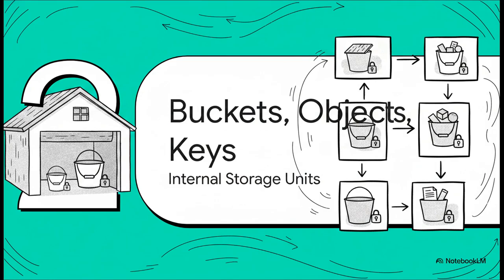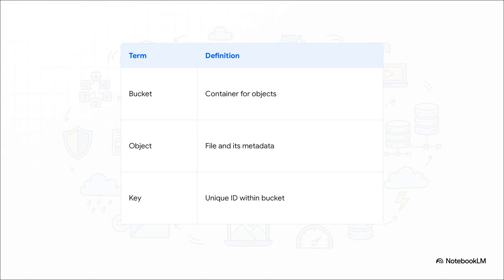Section 2, buckets, objects, and keys. Let's break this terminology down real quick. The bucket is your primary container. Think of it as your master folder in the warehouse. The object is the actual file itself, along with all its metadata. And the key? That's simply the unique identifier or the ID tag within that bucket. So, bucket plus key gives you the exact pinpoint address of your object.